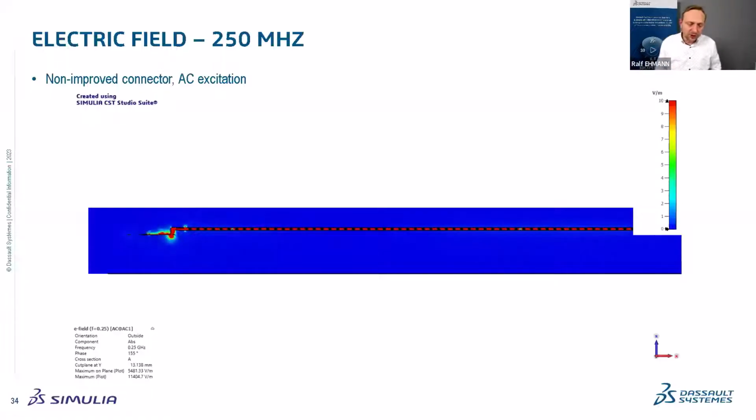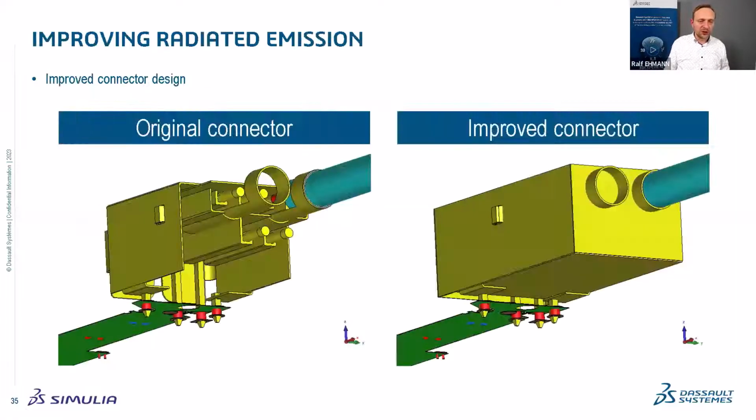So let's look into detail. Can we do something about this field leakage? How would we approach such a problem? The original connector that I have used has never been designed to include a shield. I have just reworked it a little bit to add a shield. And if you rework something a little bit, obviously it's not of good quality. That's exactly what we see here.